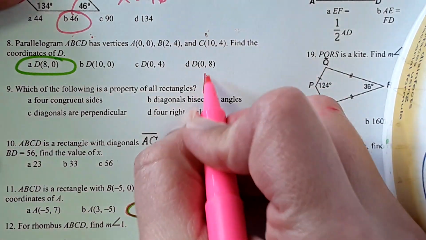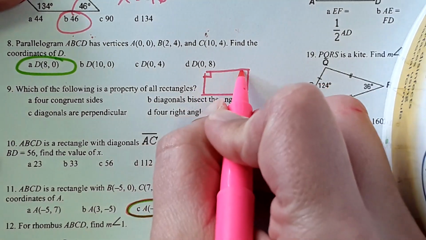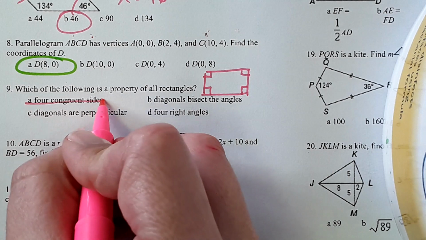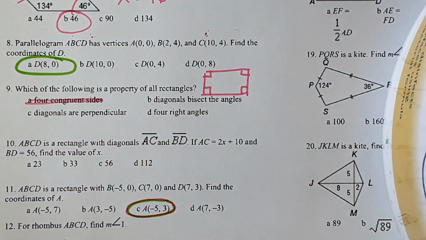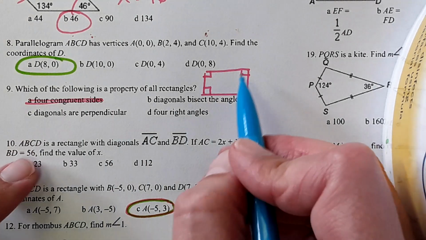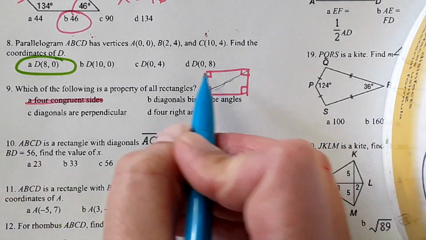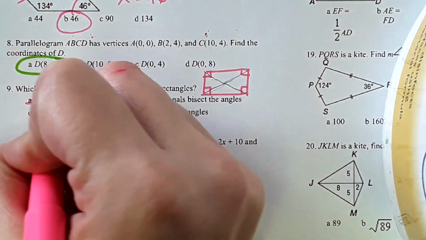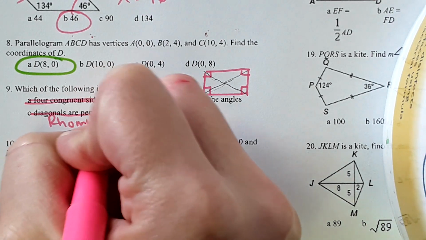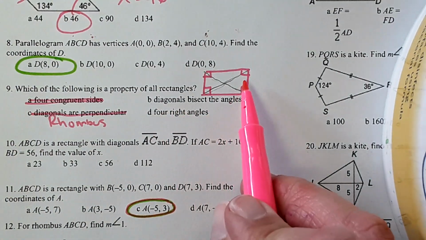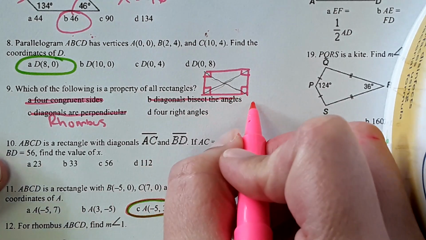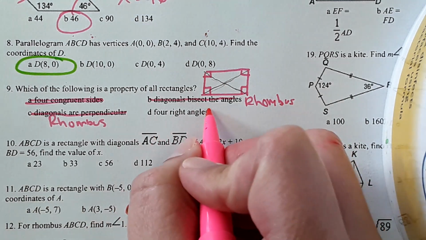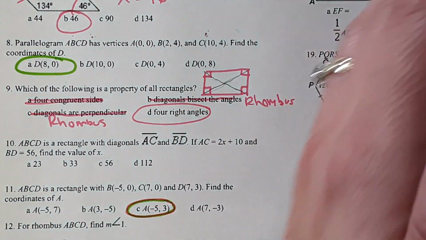Okay, well, rectangle, just to review, rectangle looks like this, 90-degree angles. Does it have 4 congruent sides? No, that would be a square or rhombus. Diagonals are perpendicular. If you didn't remember whether diagonals were perpendicular, you could draw the diagonals, and you can see that those do not form 90-degree angles. So, no, diagonals are perpendicular in a rhombus or a square. Diagonals bisect the angles. No, that is a rhombus. And then 4 right angles. Yes, rectangles do have 4 right angles.